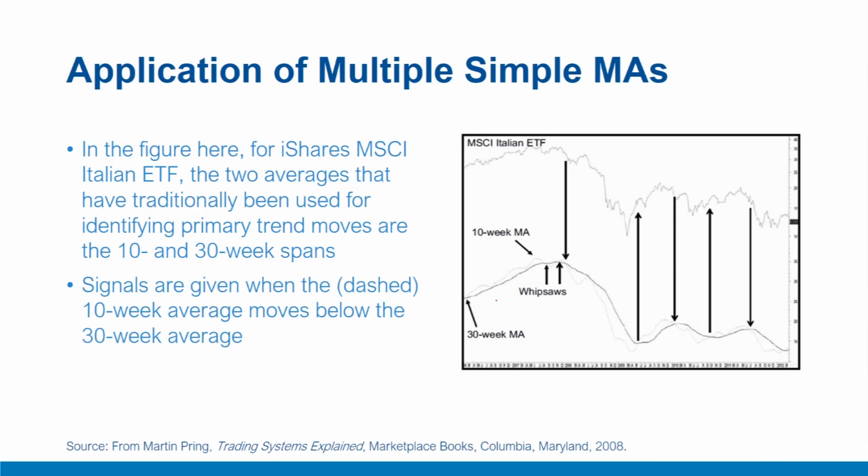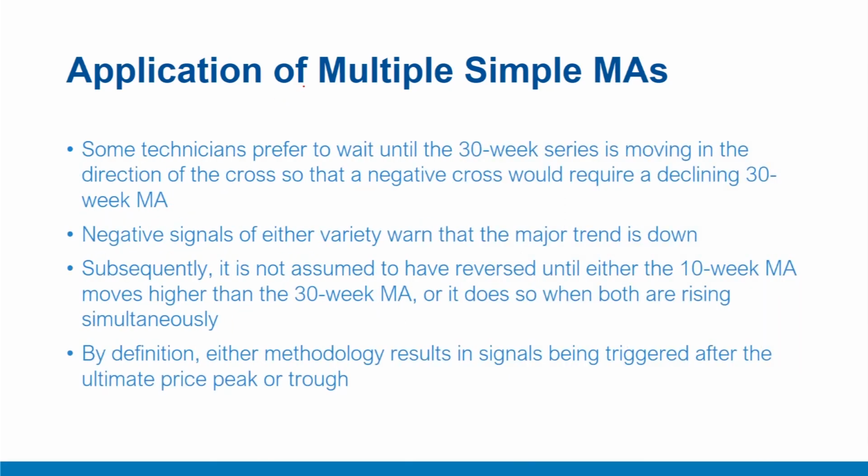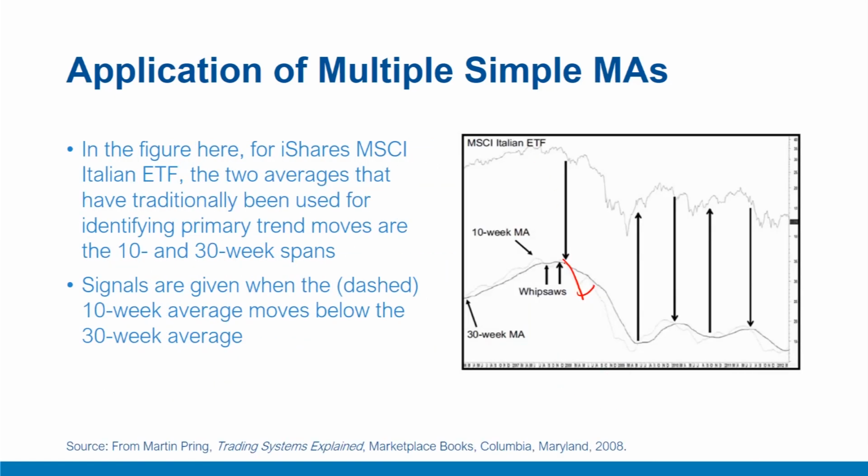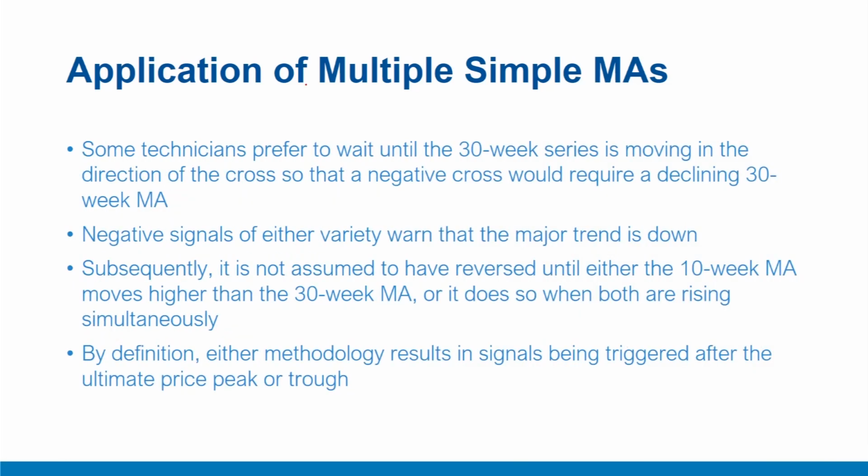In the figure here, notice the iShares MSCI ETF. The two averages of 10-week and 30-week are plotted. These have been used to identify the primary trends. Signals are given when the dashed line, this is the 10-week MA, moves below the 30-week average. In the previous diagram, some technicians may prefer to wait until the 30-week series is moving in the direction of the cross. That is here, it is also turning. The 30-week MA is also turning. So a negative cross would require a declining 30-week MA.